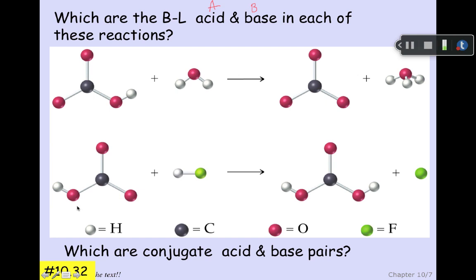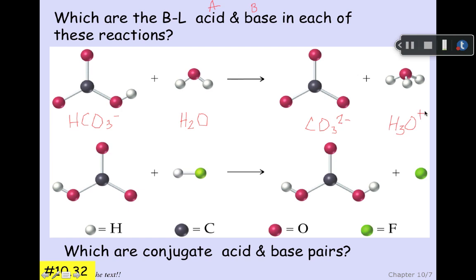White again is hydrogen, black is carbon, and red would be oxygen. So this first compound, if you were to give it a formula, becomes HCO3 minus, which is hydrogen carbonate, if you recall having seen that before, reacting with H2O, and the resulting products give you CO3 2 minus, the carbonate ion, and the other product is, let's see, water has one more hydrogen on it now, so that's hydronium, which again, if you recall, has a charge of +1.